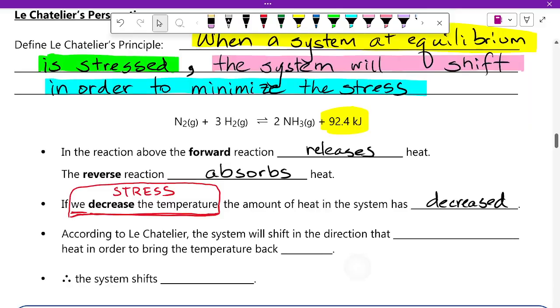According to Le Chatelier, the system will shift in the direction that, do we want to absorb heat or release heat?